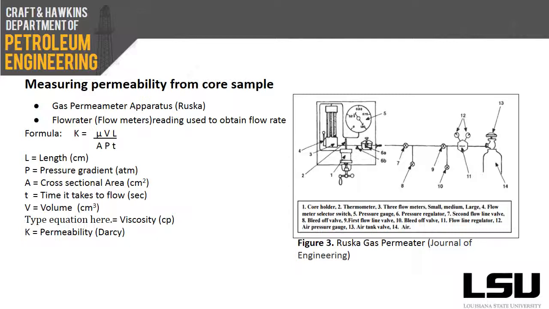There are some problems in using this method, such as the Klinkenberg effect, which states that air permeability will be greater than liquid permeability. It is possible to obtain a correlation between air permeability and liquid permeability that helps fix this issue. The reason for using gas as the fluid is to avoid any chemical reactions with the core.